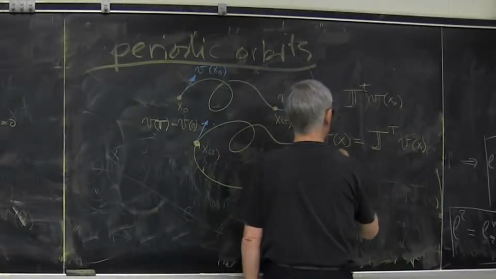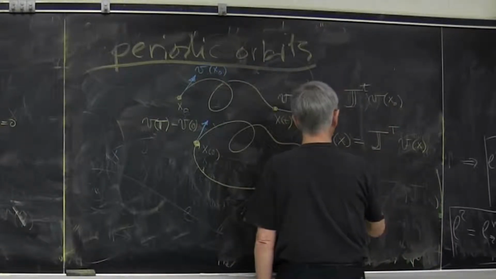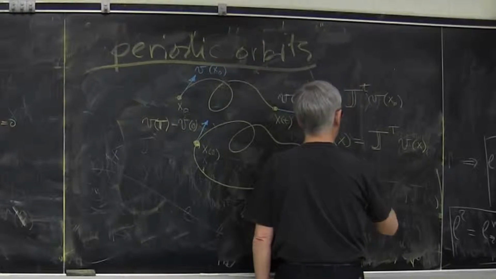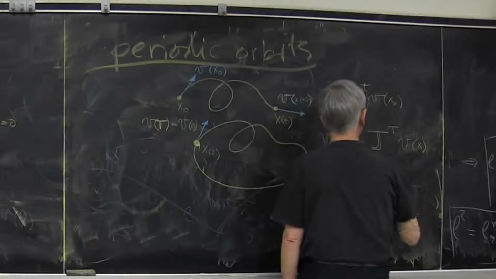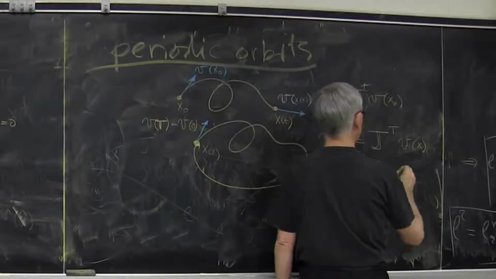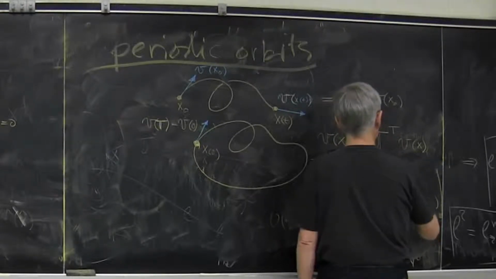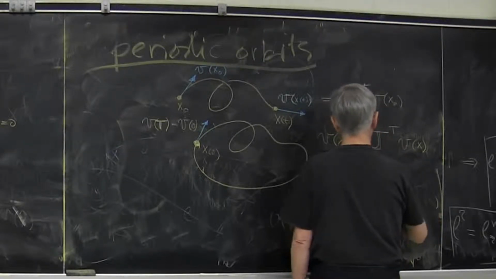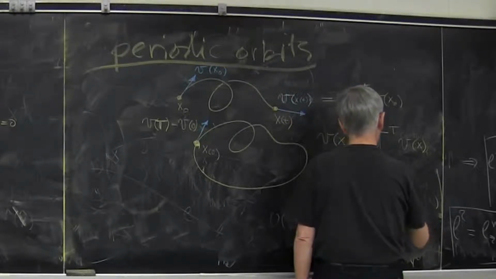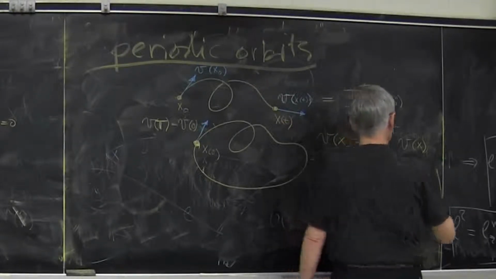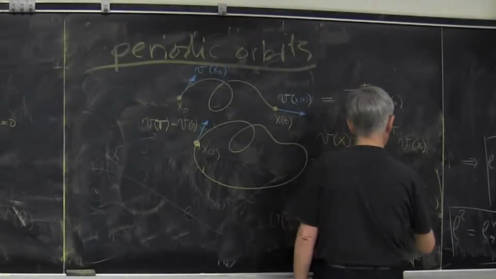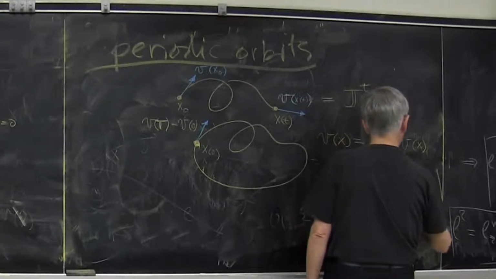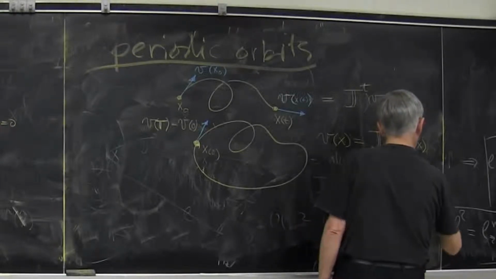In other words, for the periodic orbit, I always have one eigenvalue I already know. So I have eigenvalue 1 with eigenvector v of x.